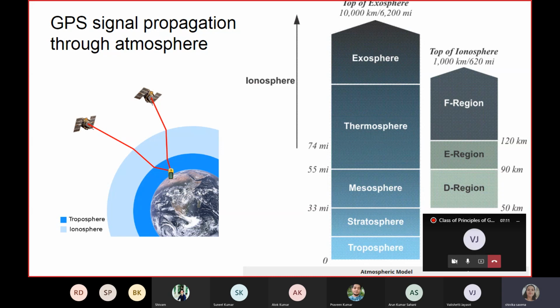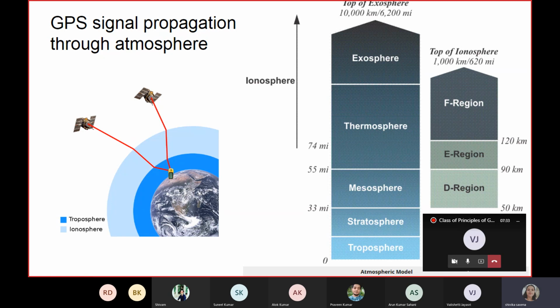Okay, as you can see in this figure, the red line is the signal originating from the satellite, passing first through the ionosphere, the light blue circle, and then through the troposphere, the dark blue circle. You can see how the ray is bending. Okay, it is not a straight line.